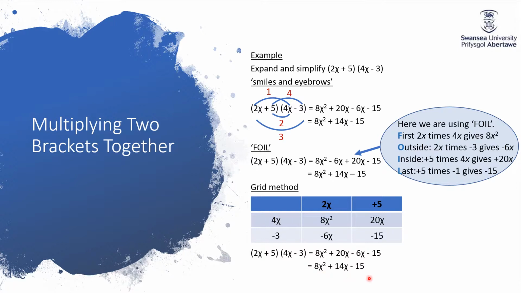So it's completely up to you which method you want to do, either smiles and eyebrows, FOIL or grid method, but whichever method you find best, stick with that, and then you'll be easily able to expand and simplify brackets being multiplied together.